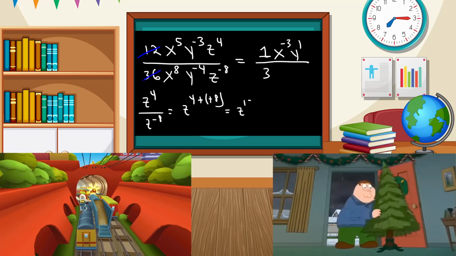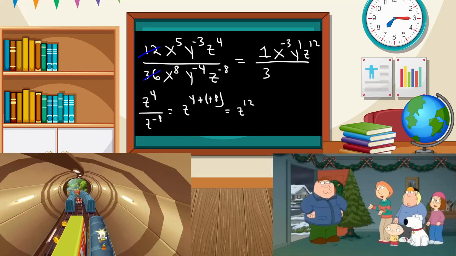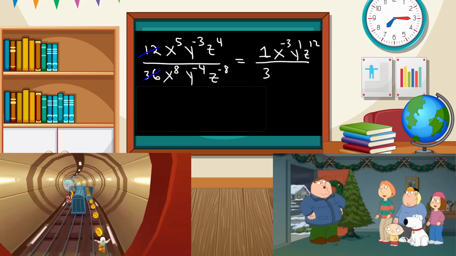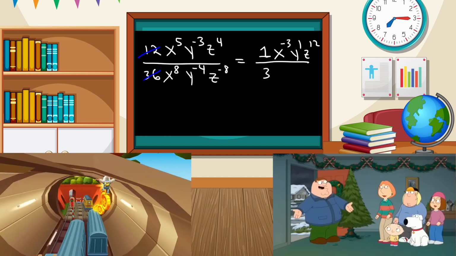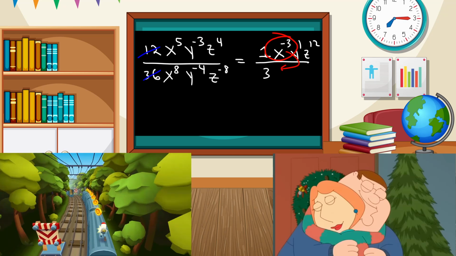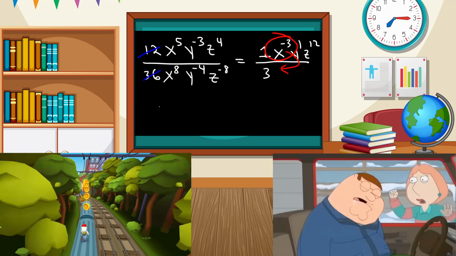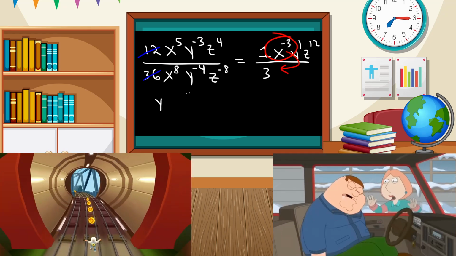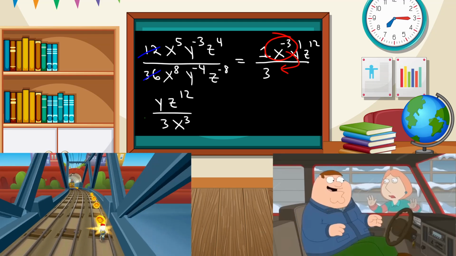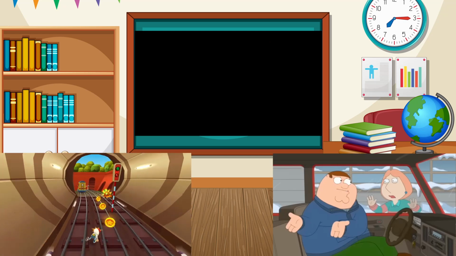So 4 plus 8 is 12. So we have z to the 12 on top. So initially, after you subtract the top exponent by the bottom exponent, the variable will go on the numerator of the fraction. Now, once you've ID'd any variables with negative exponent, those are the ones that you're going to move to the bottom. So the final answer for this problem is y to the 1st power, which we could just write as y, times z to the 12th power over 3x cubed. And so this is the final answer for this problem.